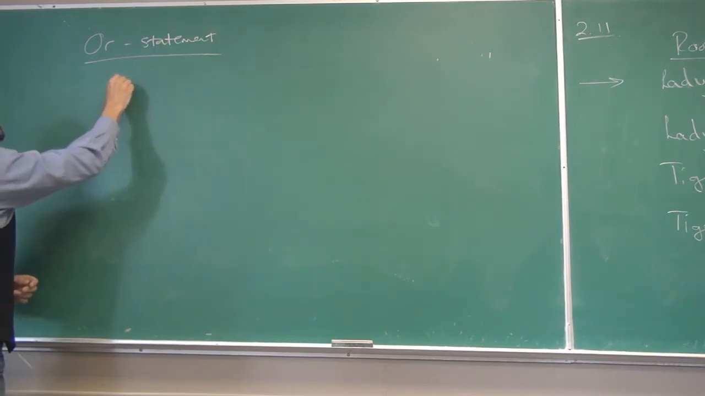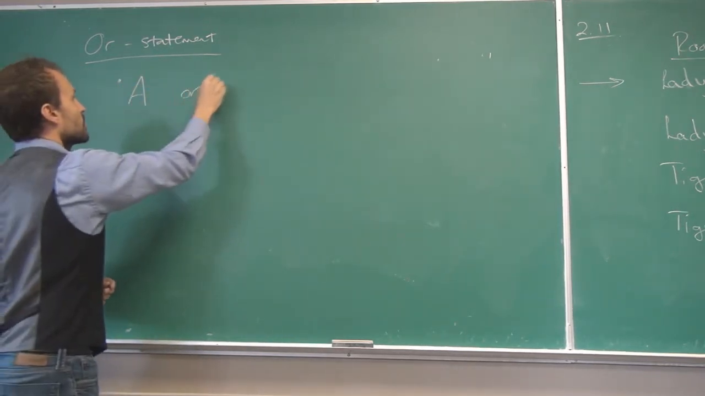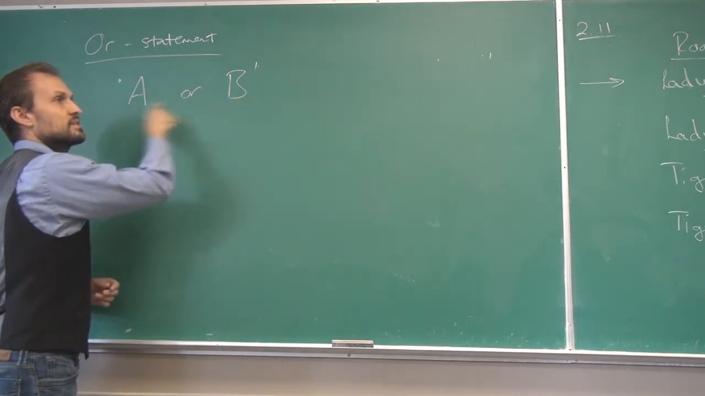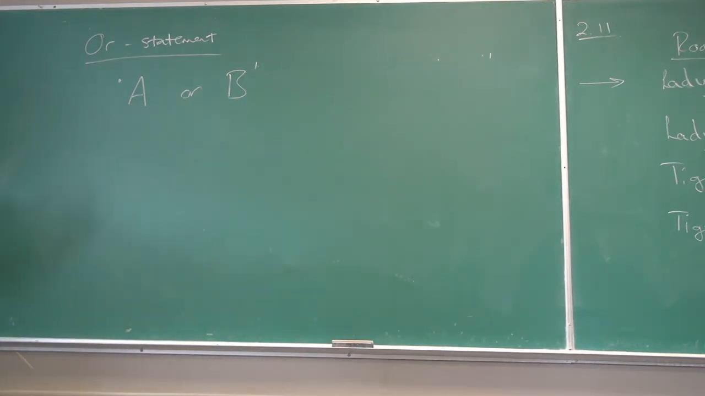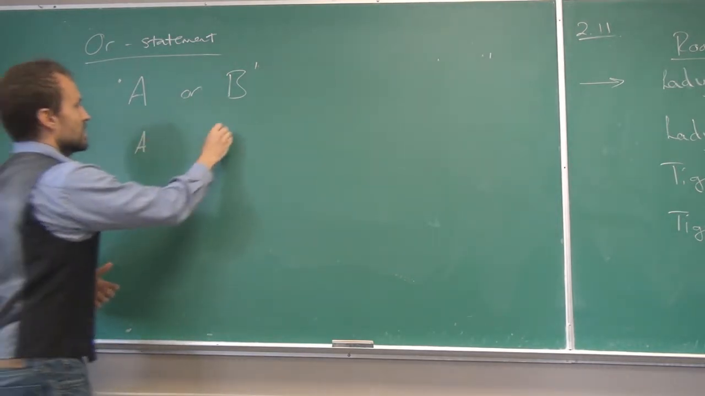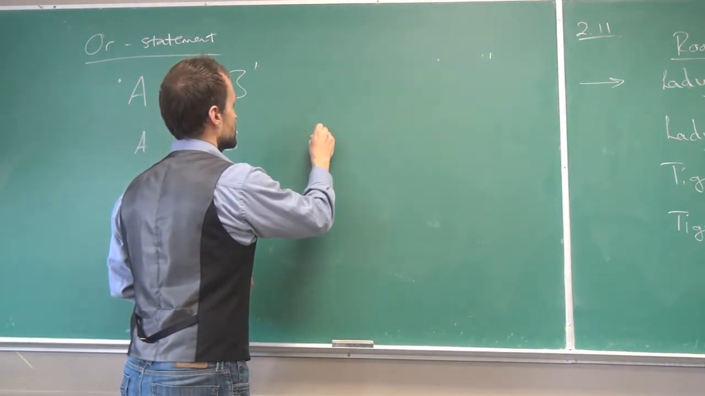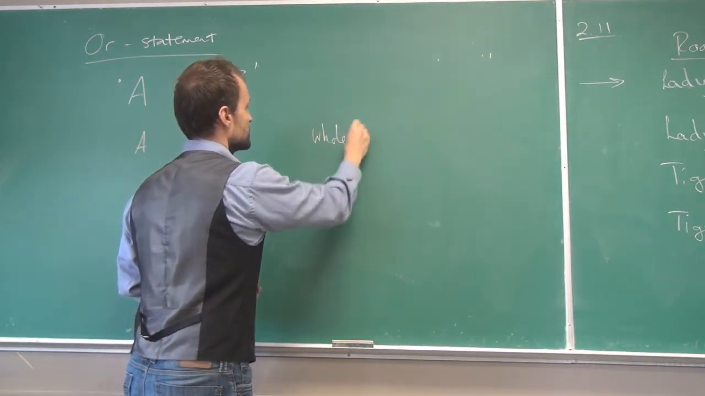So now I have something of the form A or B, where these could be little sub-statements making my big one. So I'll have a table: A, B, and then the whole statement.